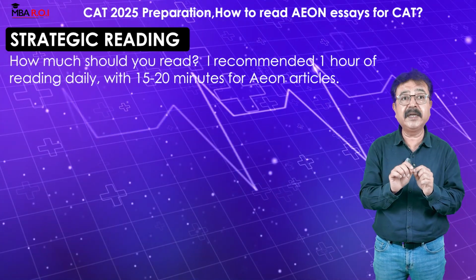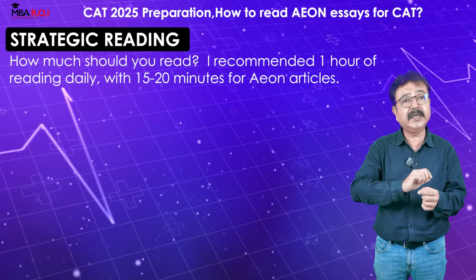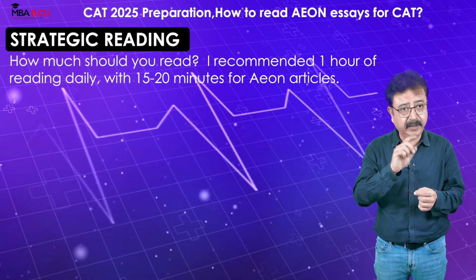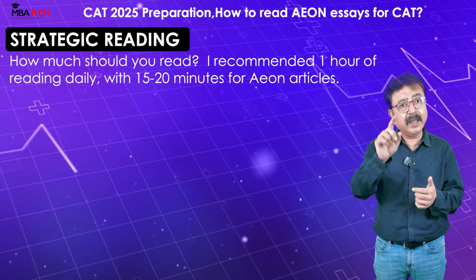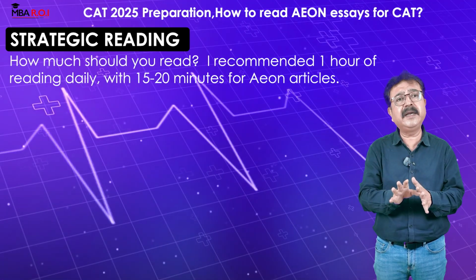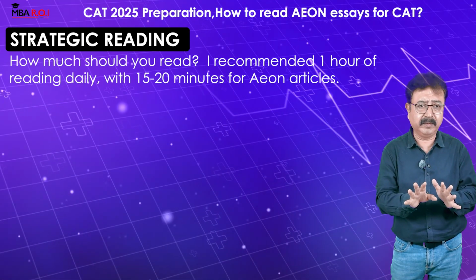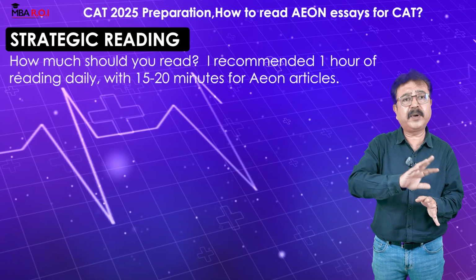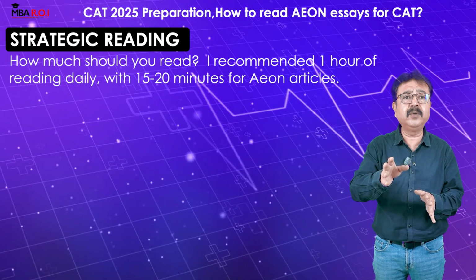It can be frustrating. So if it is frustrating, you can start with 1 AEON essay and try to read abstract topics on AEON initially. Then you can make it 2.